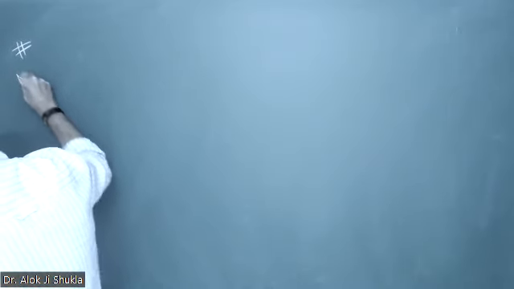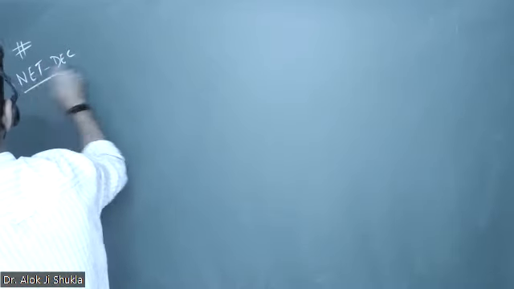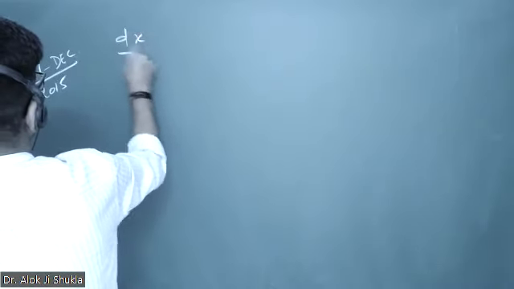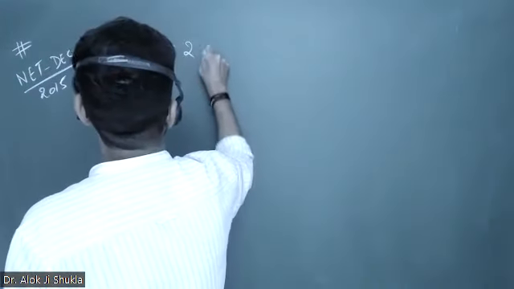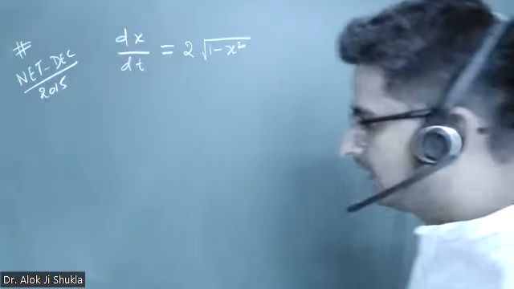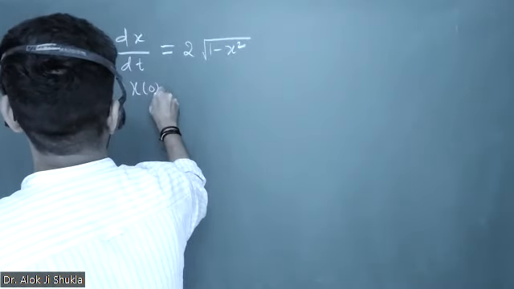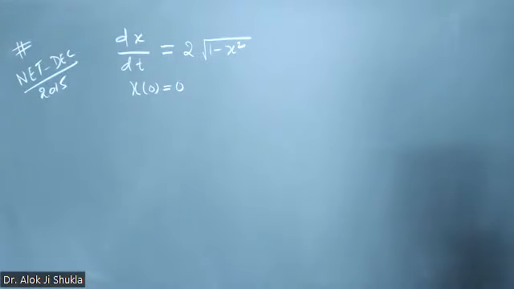Next question is from December 2015, and we have a differential equation like this: dx by dt is equal to 2 times under root of 1 minus x square. The initial condition is x is equal to 0 at t is equal to 0. Okay, this is the initial condition.